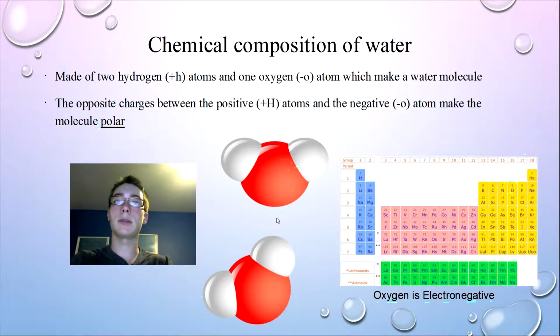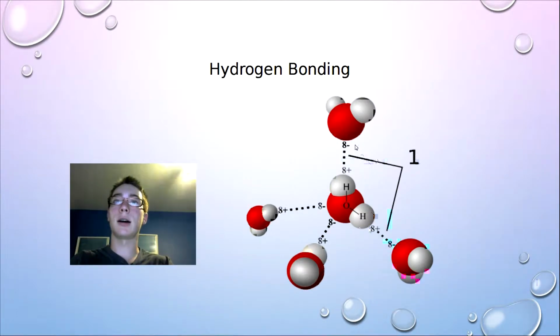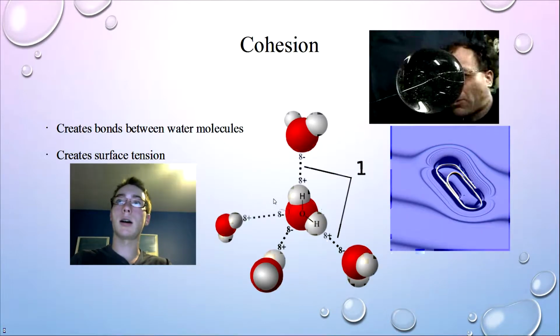And from this is known as hydrogen bonding. And hydrogen bonding is simulated by these dotted lines. And as you can see, the slightly negative portion of the oxygen is attracting the slightly positive portion of the hydrogen. And from this hydrogen bonding, it demonstrates the cohesive properties of water.